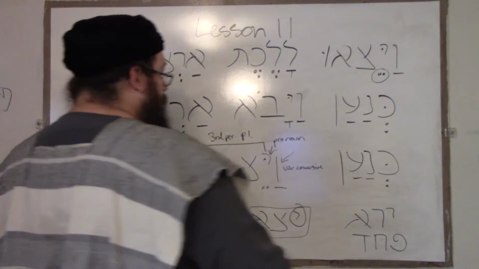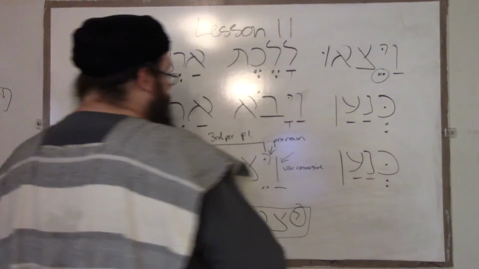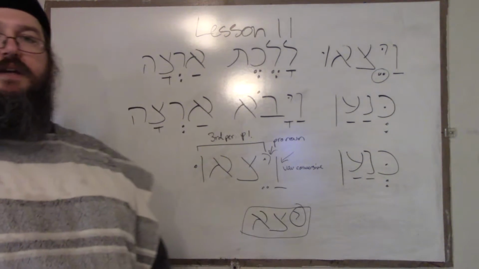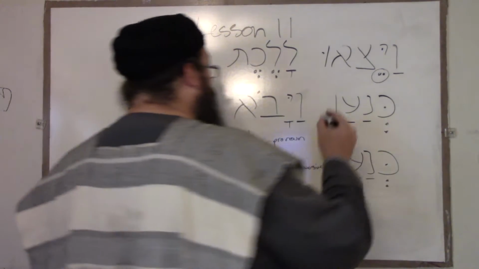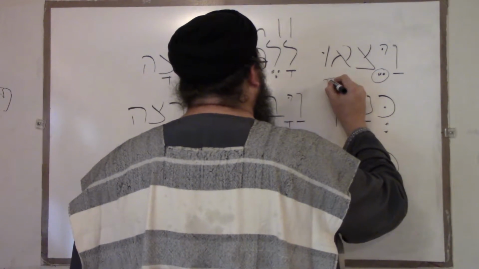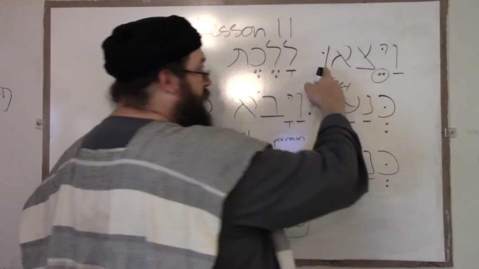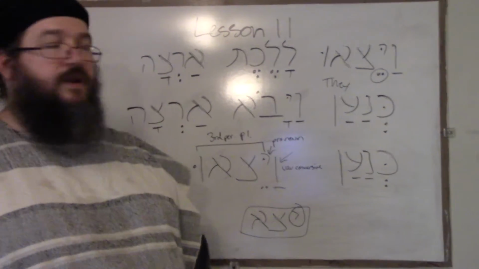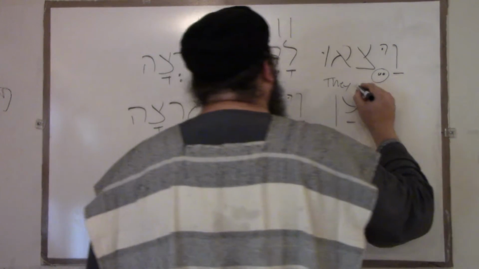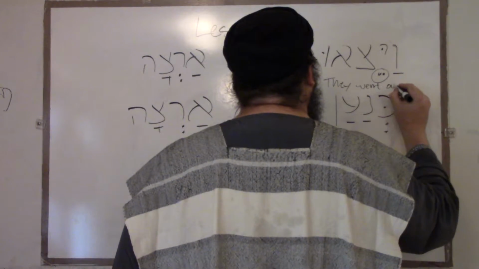Okay? So here, that being the case, what is yatzah? Yatzah means to go out. So here I know that I have to say they, because I have the yud and the vav, which indicates the third person plural. They went out.